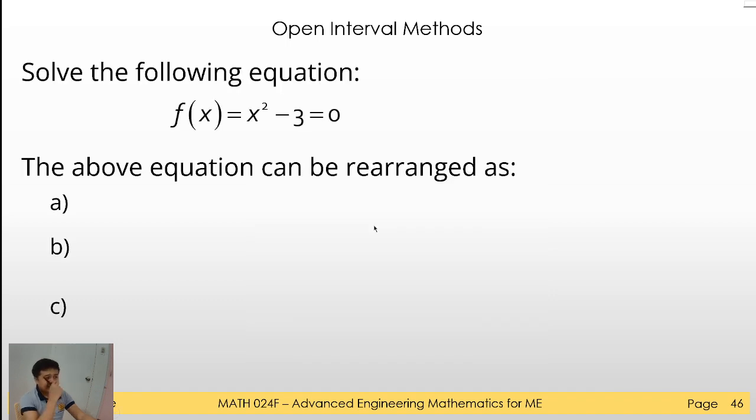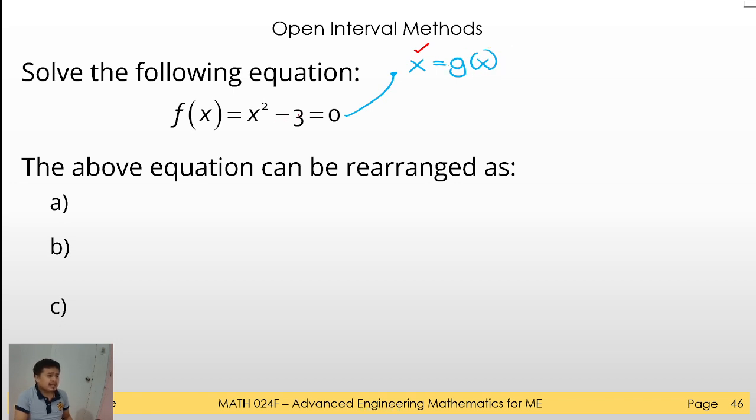So let's say we have another equation. Instead of that previous equation, we have x squared minus 3. So the goal here is to make this into x is equal to g of x. So we have to have the left-hand side as x only, and then we have to have any function of x at the right-hand side.